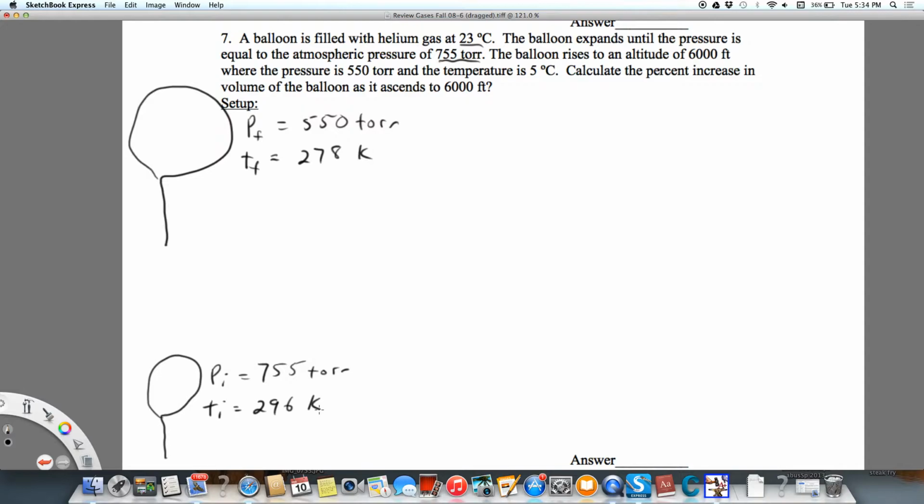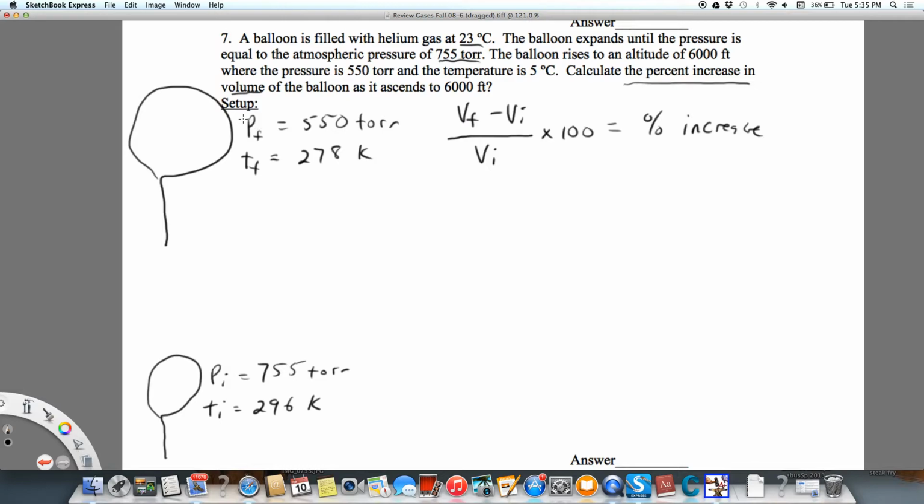All right, so the question is calculate the percent increase in volume. So percent increase, well, that's going to be the volume final minus the volume initial. That's going to give us the volume increase. And if we want to get a percent, we're just going to take that over the initial volume times 100. So the change over what we started with times 100, that's going to give us the percent increase. So that's what we want to figure out, are these volumes.